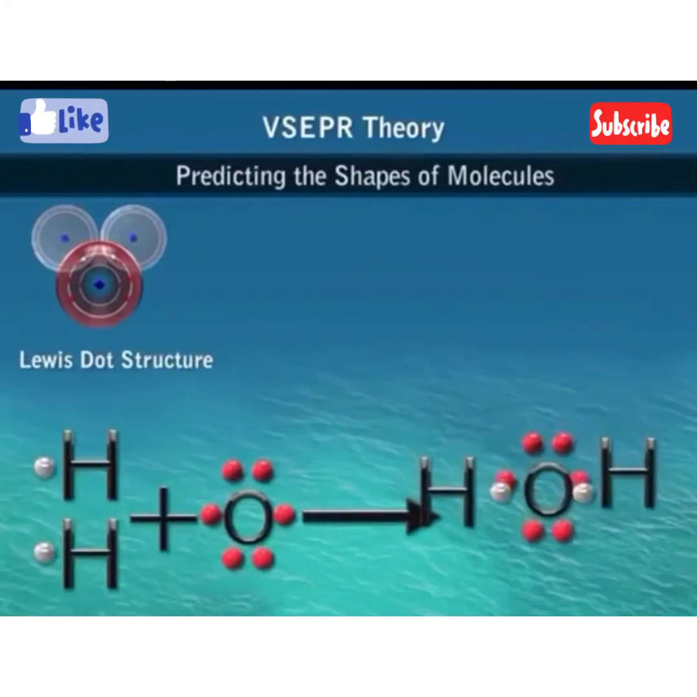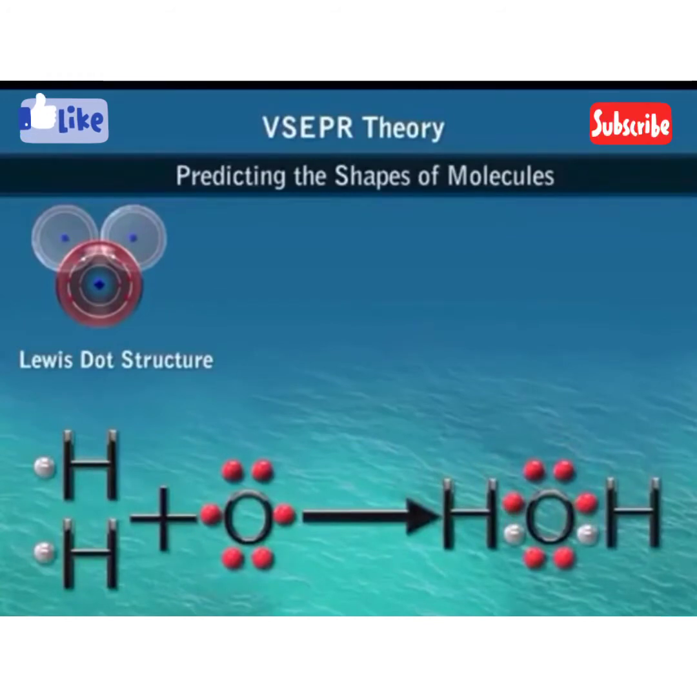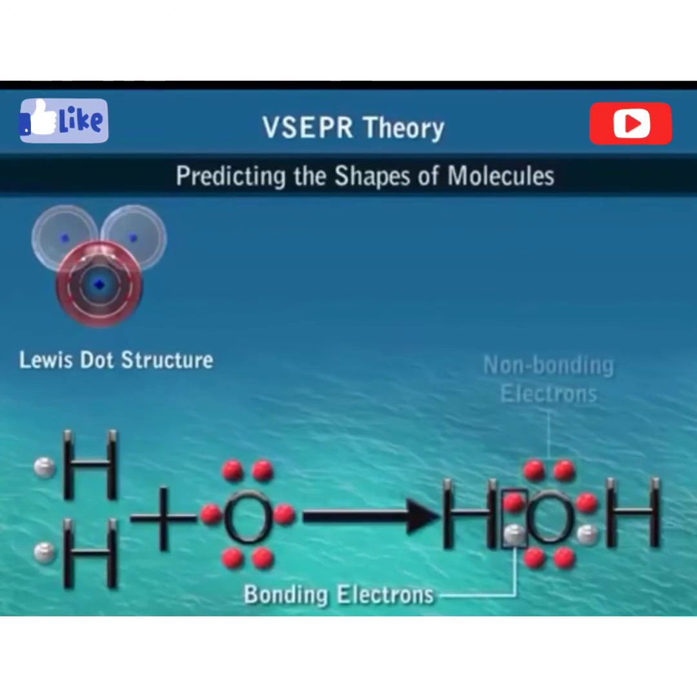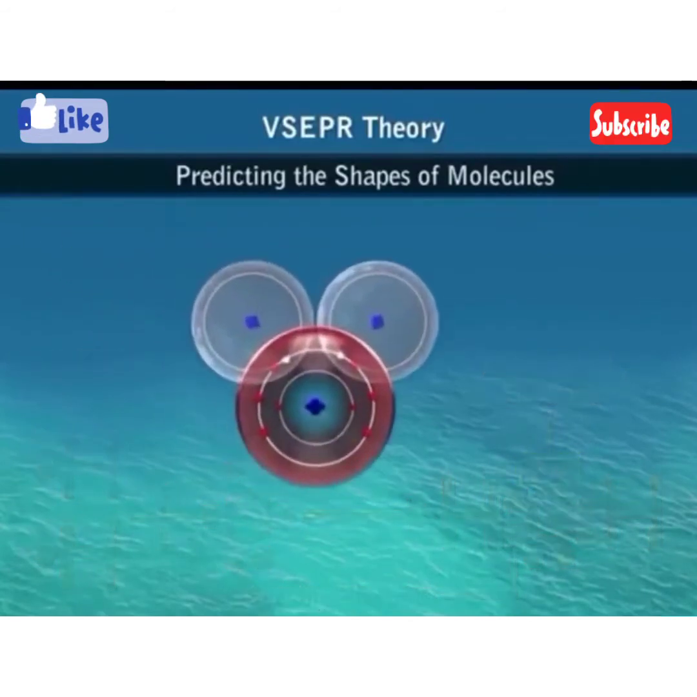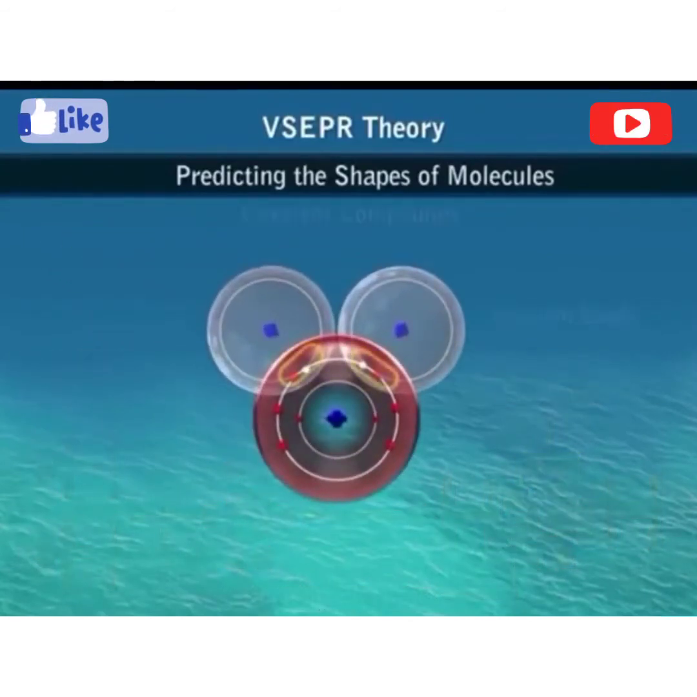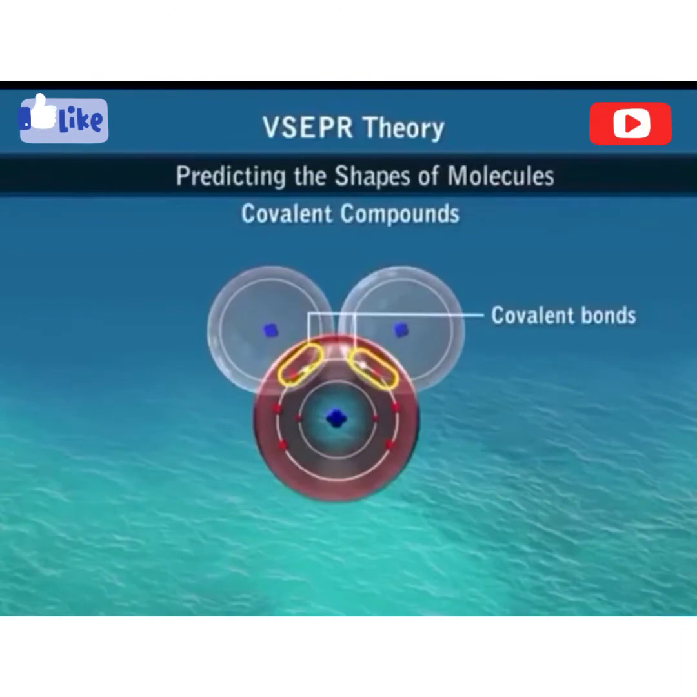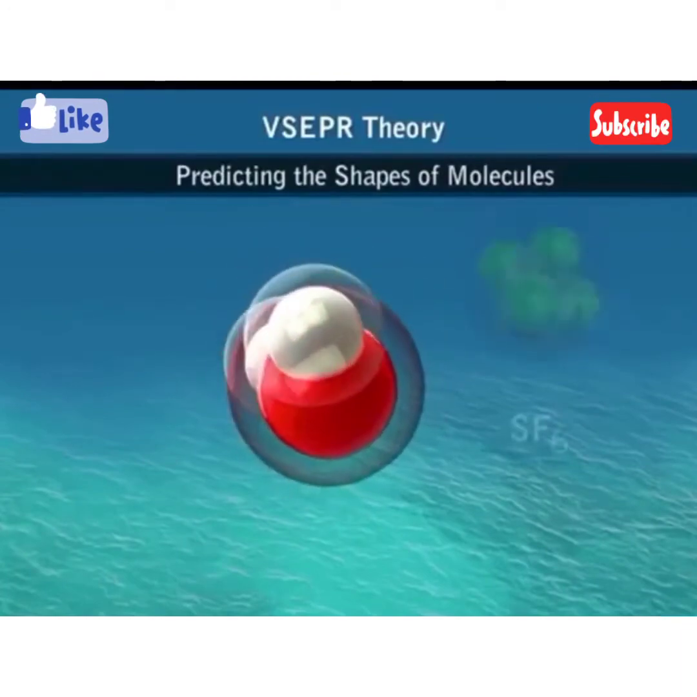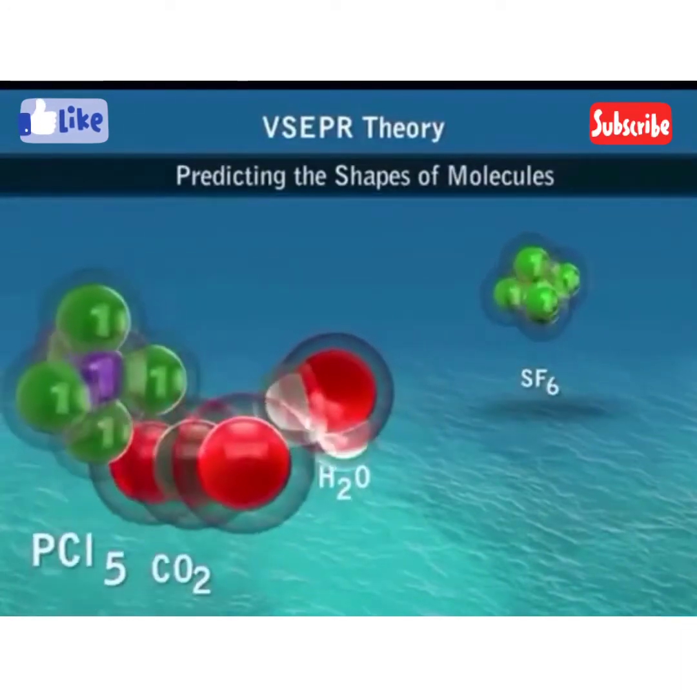It shows the number of valence electron pairs in each individual atom, including the bonding electron pairs and the non-bonding electron pairs, also known as lone pairs, that may exist in the molecule. Sharing of electrons between atoms gives rise to covalent compounds. Molecules of covalent compounds come in many shapes and sizes.